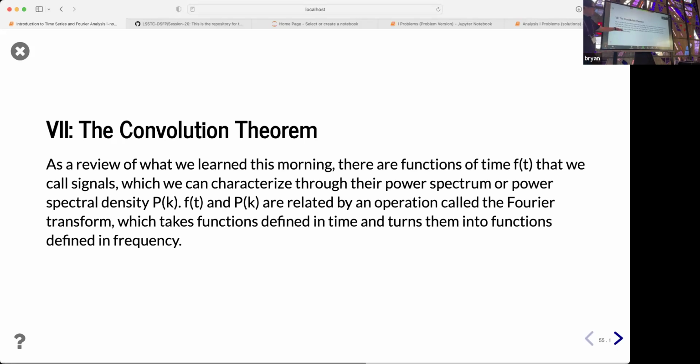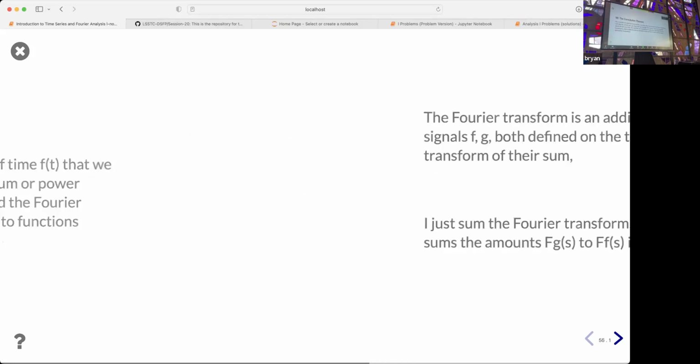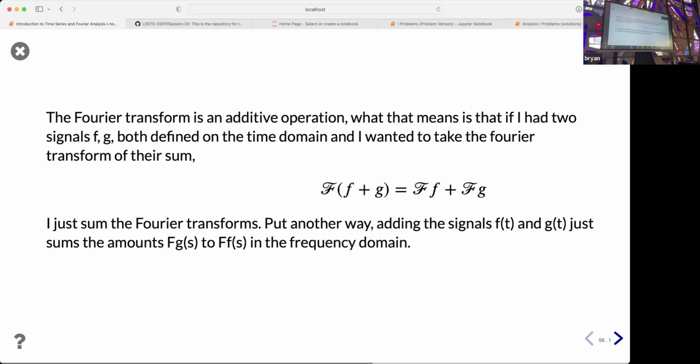The Fourier transform takes functions defined in the time domain and turns them into functions in the frequency domain. As I mentioned, the Fourier transform is an operation on functions. It's not an operation that intrinsically lives in either domain. It's an operation on the function spaces themselves, and it changes the functions from living on one domain to the other one.